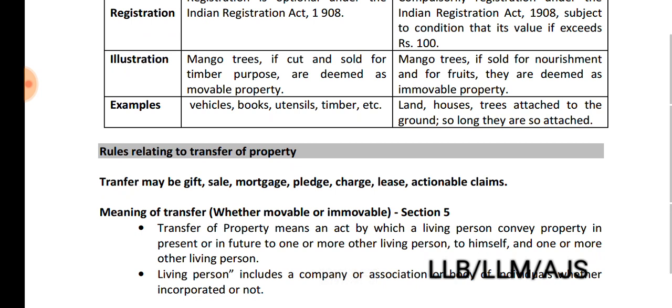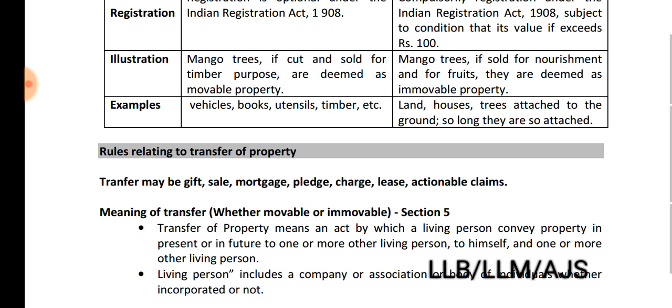Illustrations and examples are also there, so we have to give illustrations and examples to fetch more marks. Mango trees, if cut and sold for timber purposes, are deemed movable property, but mango trees, if they are sold for nourishment and for fruits, are deemed immovable property. So it depends upon the use, or in other words, the purpose for which it was used. That will render it either movable or immovable.